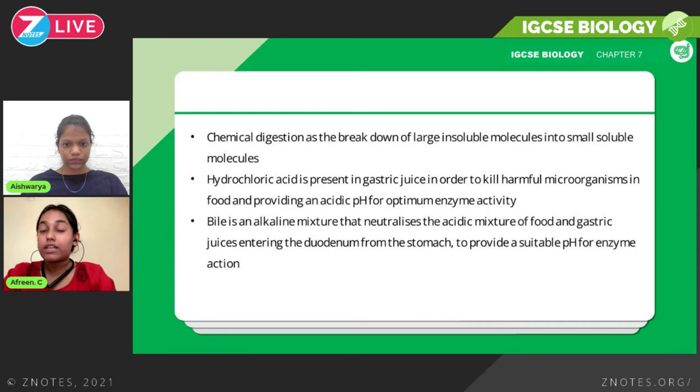Once again, the next part talks about hydrochloric acid. Hydrochloric acid is present in gastric juices, that's your stomach juices. It's present in order to kill harmful microorganisms in food and to provide an acidic pH for optimum enzyme activity. So killing microorganisms and optimum pH, that's the main purpose of hydrochloric acid. And bile is an alkaline mixture that neutralizes the acidic mixture of food and gastric juices entering the duodenum. So you'll have to know where the bile is acting. It's the duodenum. That's the first part of the small intestine. And it also provides a suitable pH for the enzyme mixture.